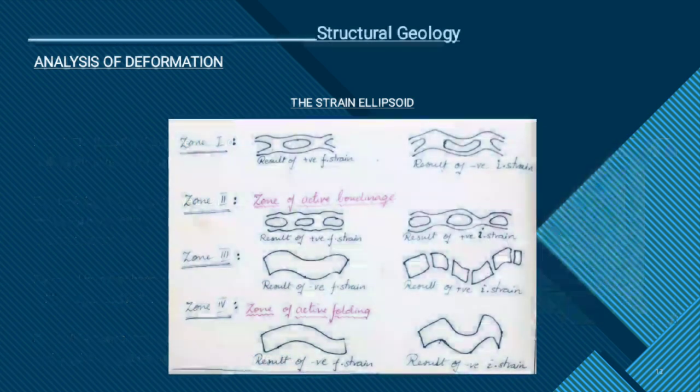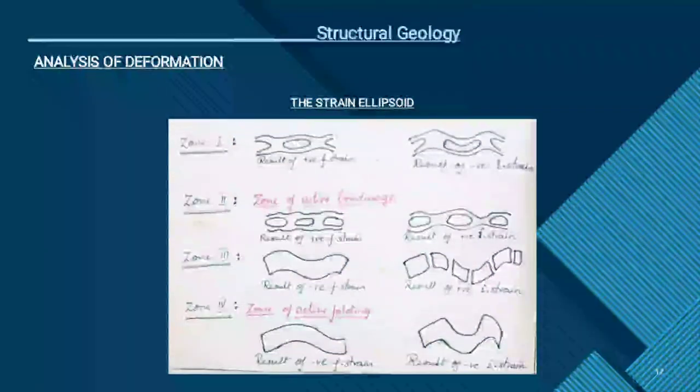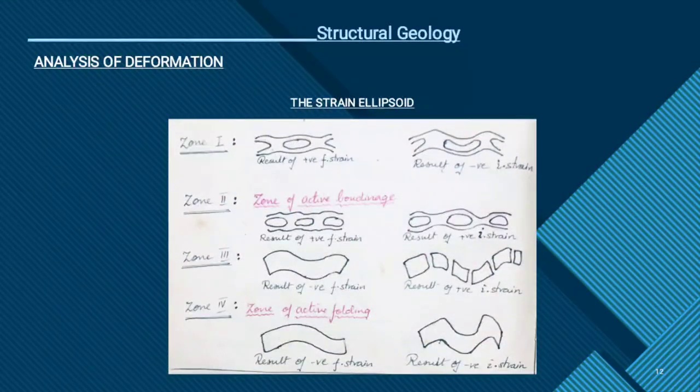So going to the next slide. A sphere is the result of positive finite strain as well as the result of negative finite strain. In positive, you get the extensional, yes, and along the c-axis it will bulge out.